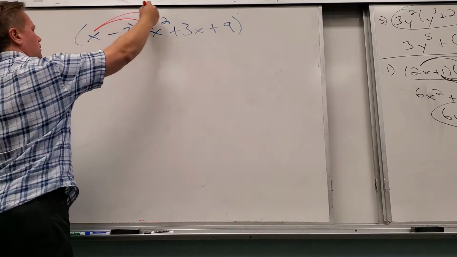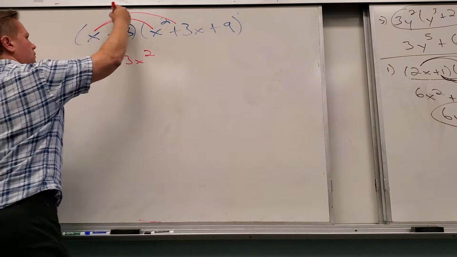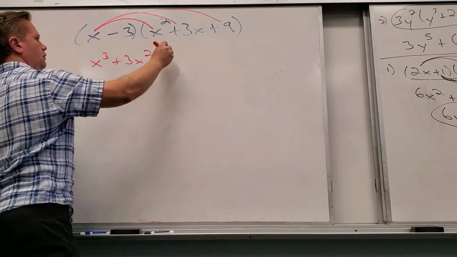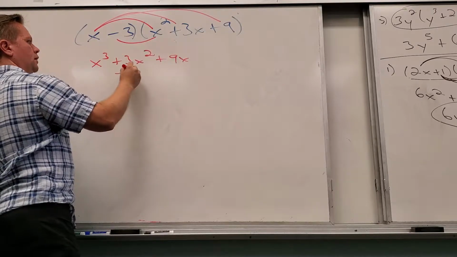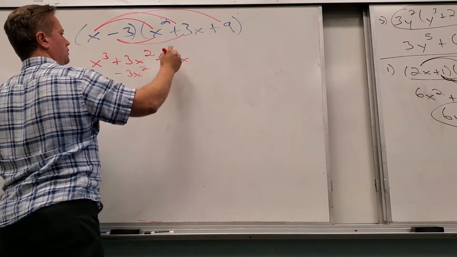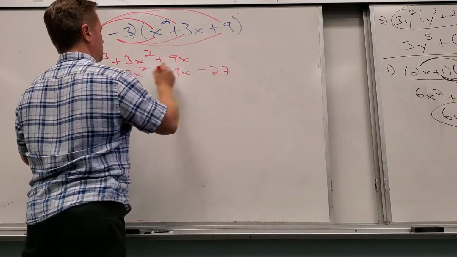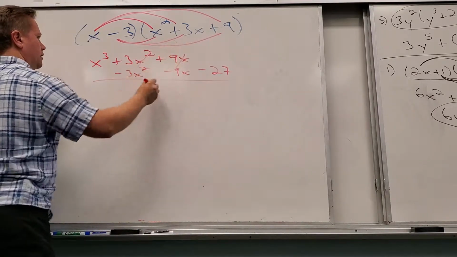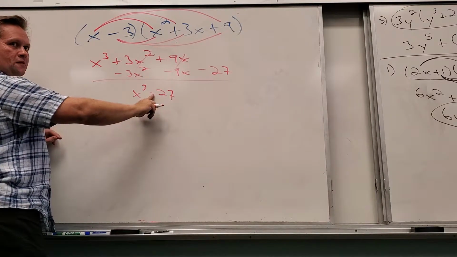cubed. So the x squared bit. My x. And then I can start lining up some like terms. Like terms die. So then you get x cubed minus 27. This is called a difference of cubes.